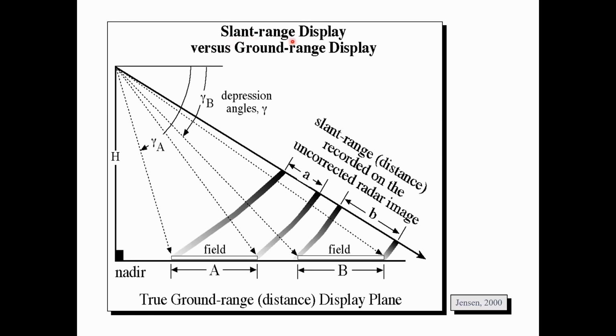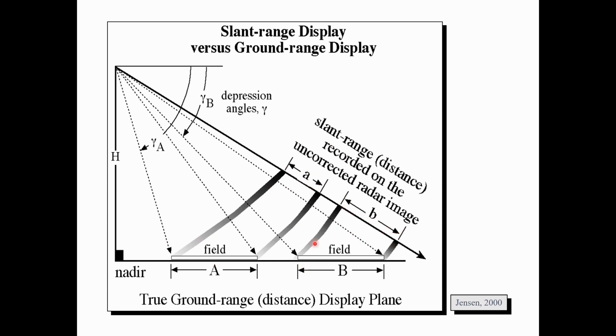Then we have what we call slant range display versus ground range display. We want to look at these two phenomena. You are imaging sideways, and your beam is coming in that way. The nadir is directly below you here. We have part of the field, A and B, and then another field, A. When mapped, you can see it mapped here as A, B and also mapped here as A, B. Now the slant range distance is how it will be recorded in an uncorrected image. What is this effect? As you can see, A here is as if it's compressed, and B here is almost the same size.